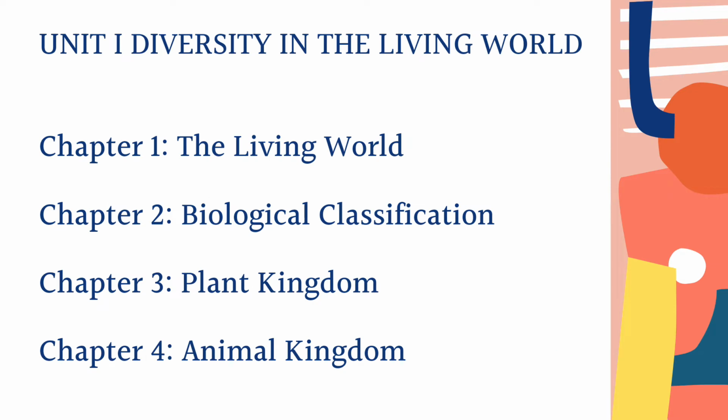Okay, so first unit is diversity in the living world. So this comes under botany, and animal kingdom will also come under zoology. So the living world is quite a short lesson. It's very interesting to learn. And chapter 2 is biological classification. Chapter 3 is plant kingdom. Chapter 4 is animal kingdom.